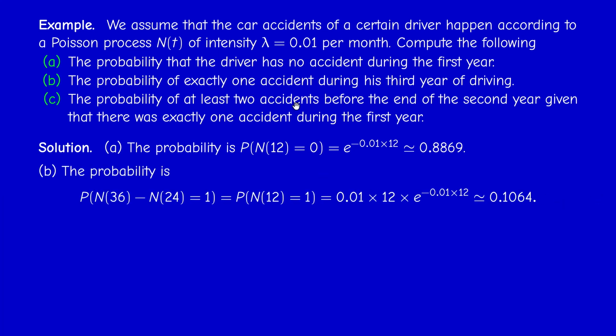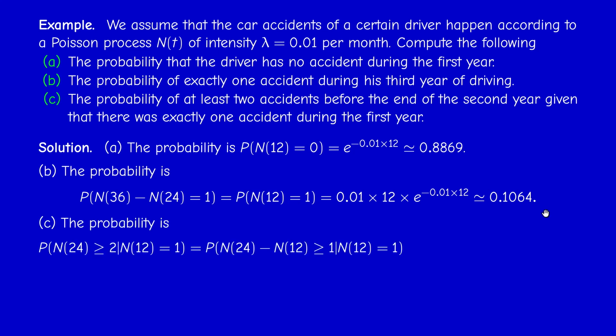Okay, next probability, exactly one accident during the third year. So the third year is the time between month 24 and month 36, because 2 years, 3 years. So we have to compute the probability of N of 36 minus N of 24 equal to 1. So there's one accident during the third year. And now, since it's a homogeneous Poisson process, it depends only on the length of the interval, which is 36 minus 24, which is 12. So it's the probability of N of 12 equal 1, and this is easily computed as lambda h e to the minus lambda h, or lambda t e to the minus lambda t, which corresponds to k equal 1. So we get a low probability actually, around 10%.